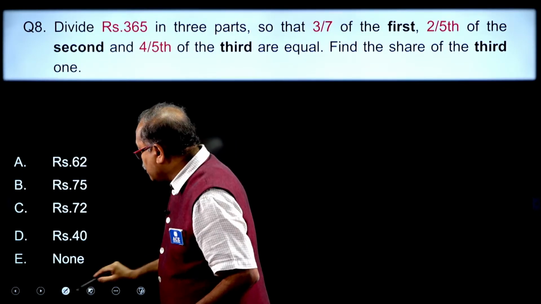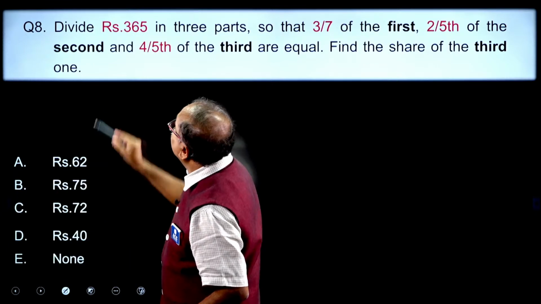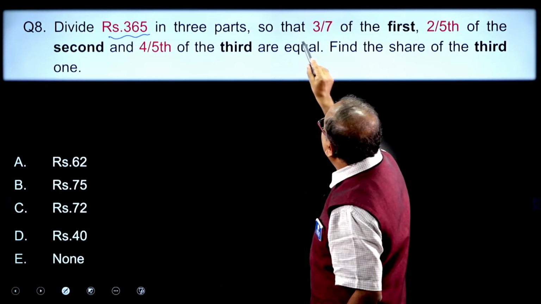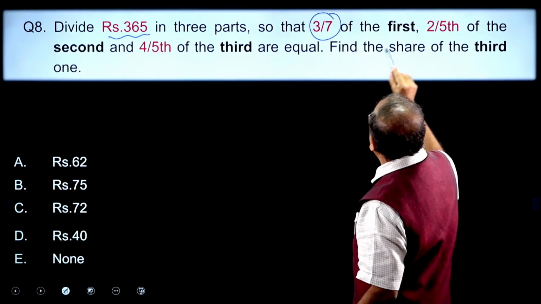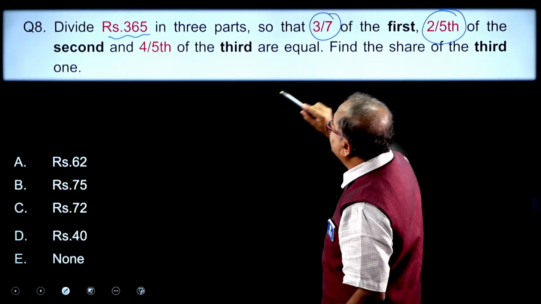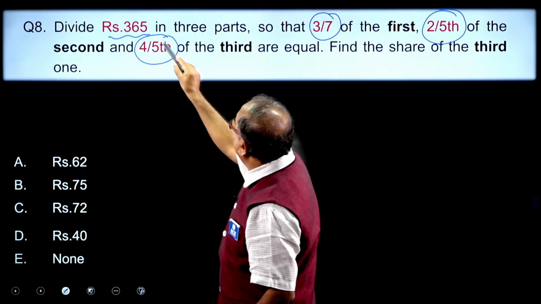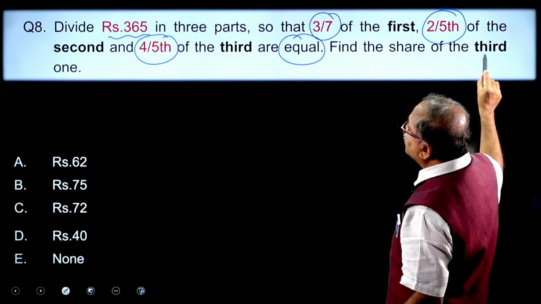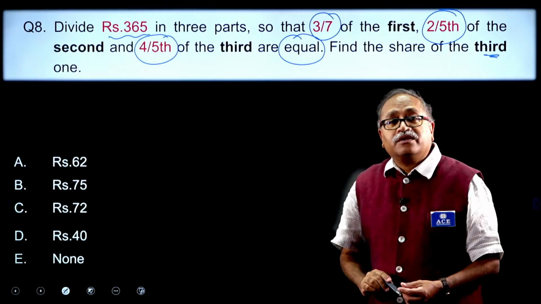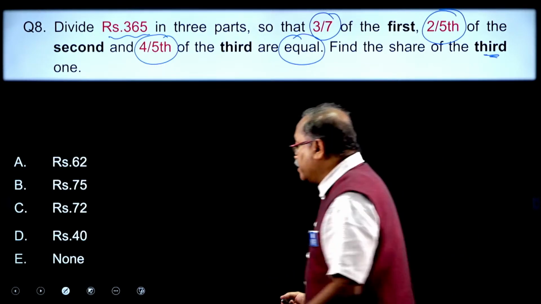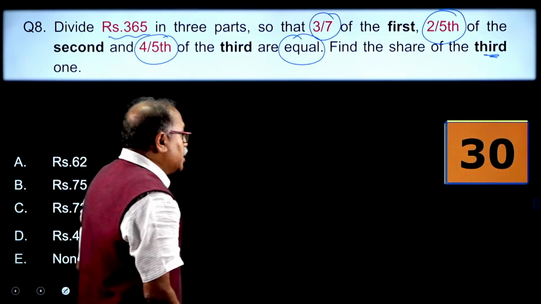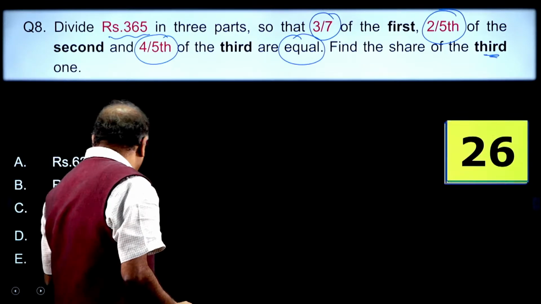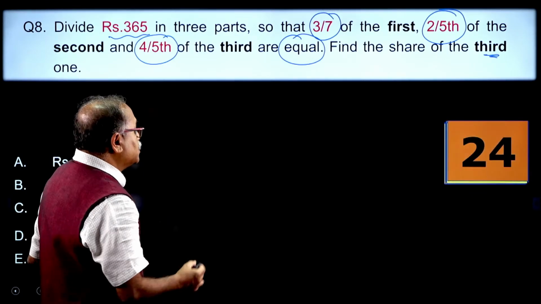Now, divide this money in 3 parts, so that 3/7 of the first, 2/5 of the second and 4/5 of the third are equal. Then find the ratio of the third one. A very common question and very basic question, my dear friend. So, I already gave the time for you to answer the question.